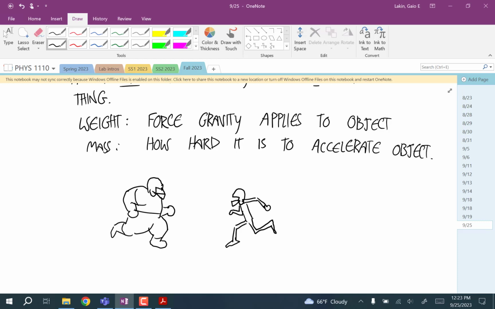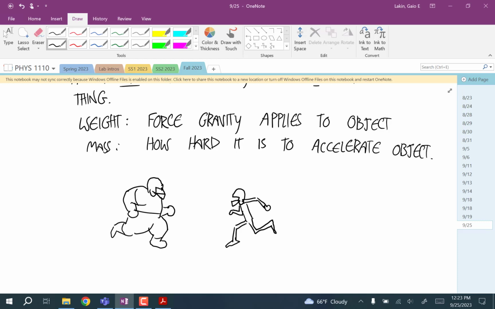But if you took these two out into space and launched them towards each other, well, first, before you launch them towards each other, you put them on a bathroom scale. This is not possible, but say we're far enough out in space that they don't feel any gravity. Well, if you put them on a bathroom scale, what is the force that gravity is going to apply to them? Zero. They don't feel any gravitational force.